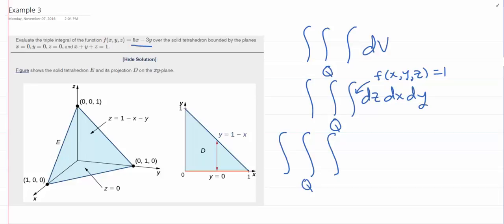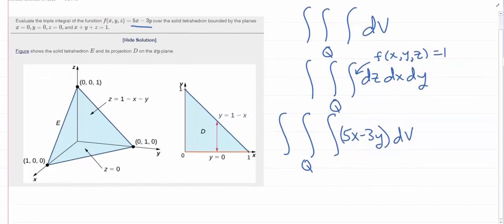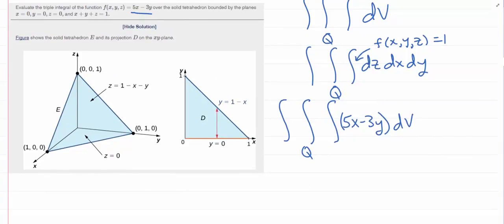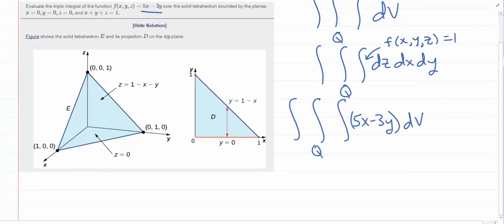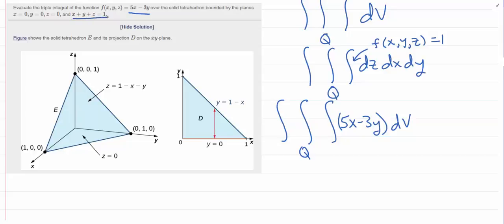Let's go ahead and see about setting this integral up. We've got 5x minus 3y, and we have to figure out what our bounds of integration are. In other words, I'm integrating over this solid thing in space. This problem says x equals 0, y equals 0, z equals 0, so we have a boundary in the first octant. There are no negative x's, no negative y's, and no negative z's. So we're talking about the region bounded in the first octant under this plane, x plus y plus z equals 1.